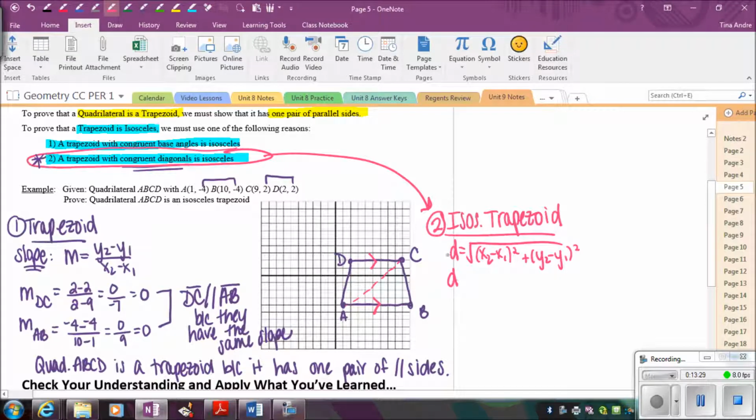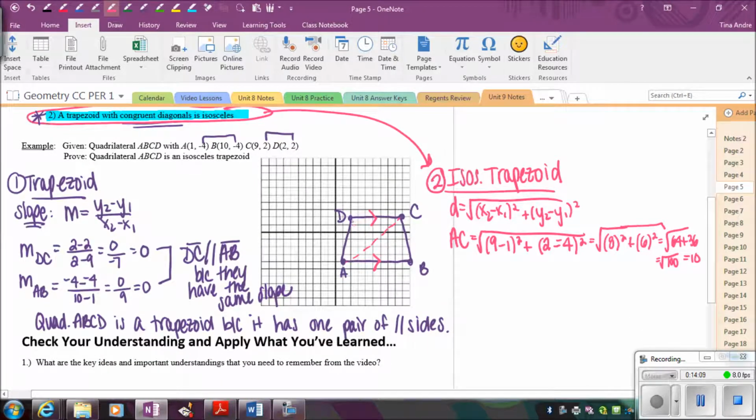So I'm going to just actually write AC. So AC, the length between those 2 points, will be the distance formula. So I'm going from 9 minus 1 when I subtract the x's, and then 2 minus -4. So I'm going to plug in. So I end up with 8 squared plus 6 squared. So this is going to give me 64 plus 36. So I'm getting the square root of 100, which is going to equal 10. So the length of the one diagonal is 10.